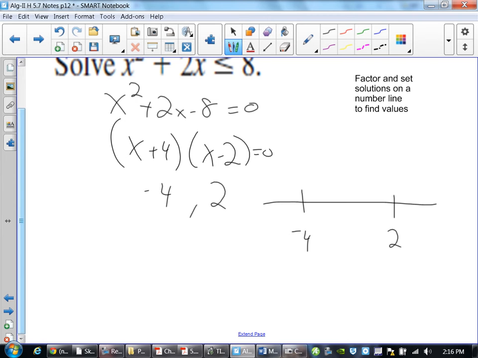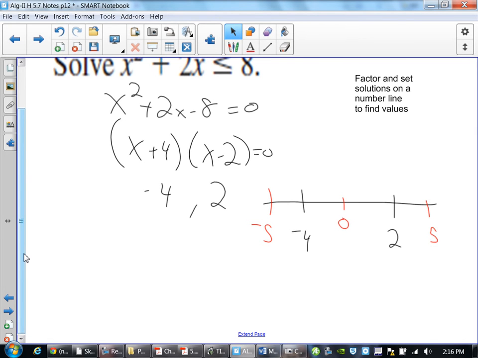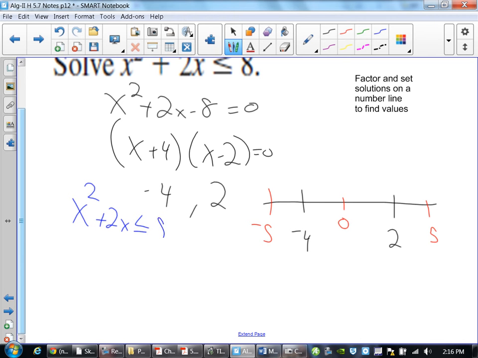What you're going to do is figure out where this boundary is going to work with the original inequality. So I'm going to pick numbers that aren't these, like negative 5, 0, and 5. I'm picking any number that's not my breakpoints, because anytime you work with inequalities, you never use the values we solved for. Now it's just a matter of substitution to see if it's true or false. The original inequality was x squared plus 2x less than or equal to 8.